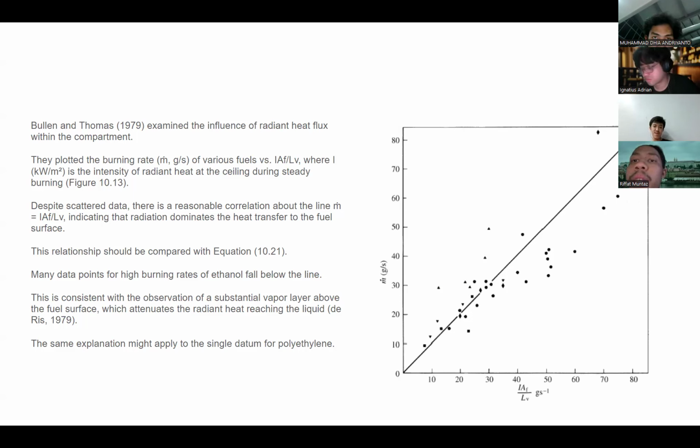This relationship is compared with equation 10.21, with many data points for high burning rates of ethanol falling below the line on the right side. This result is also consistent with the observation of a substantial vapor layer above the fuel surface, which attenuates the radiant heat reaching the liquid, according to Drysdale in the same year, 1979. The same explanation applies as well to a single datum for polyethylene. Next.